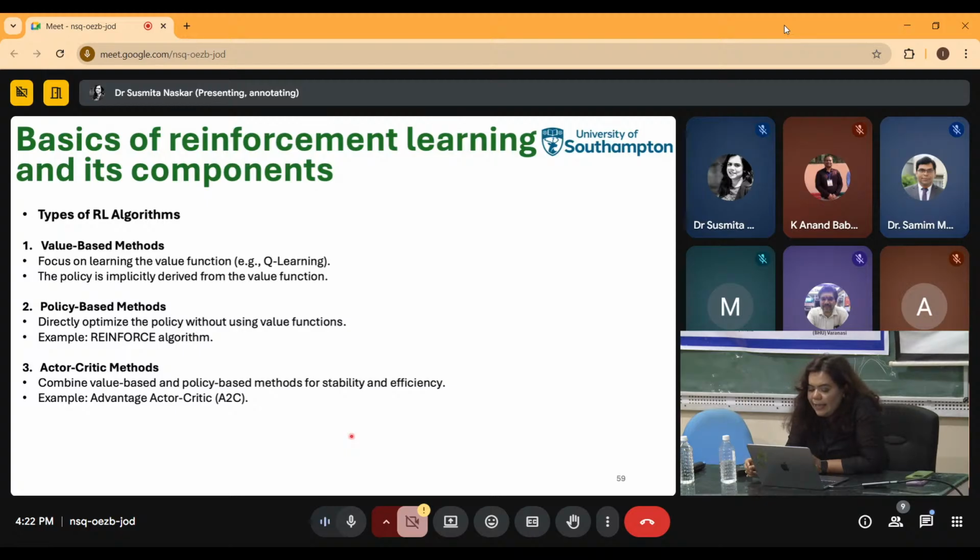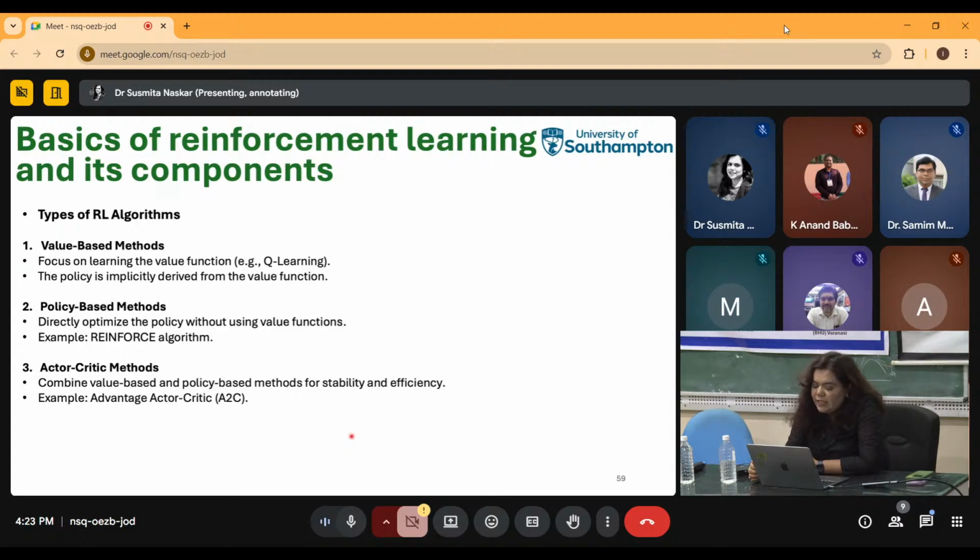And the last one is the actor-critic method. So what actually is this approach? This approach combines the strengths of both the value-based and the policy-based methods. It uses an actor to propose an action, which is policy-based, and a critic to evaluate them, which is value-based, right? This combination offers stability, efficiency and faster learning. A very good example of this kind of actor-critic method is the advantage actor-critic, or A2C, algorithm.